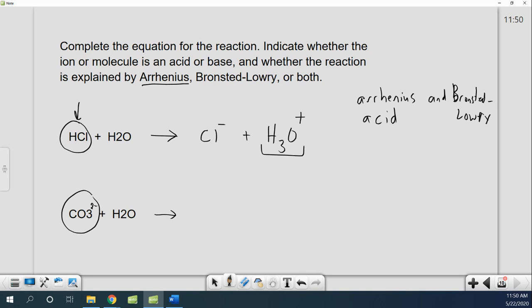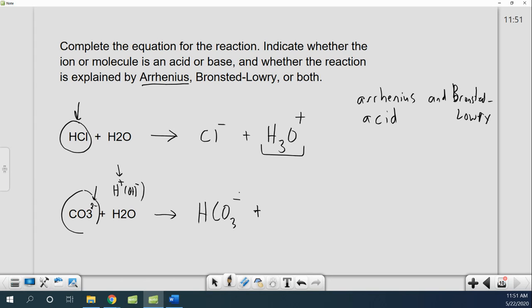Let's look at our second one here. I've got CO3 2 minus. I got carbonate. Now, there's no hydrogen and there's no hydroxide. So is it going to be an acid or a base? What I'm going to do is look at the charge. Remember, water is an H plus and an OH minus. If this has a negative charge, what's it going to attract? Negatives attract positives. So this is going to end up as HCO3 minus, because I got rid of one of the negatives. It was at 2 minus, now it's at 1 minus.